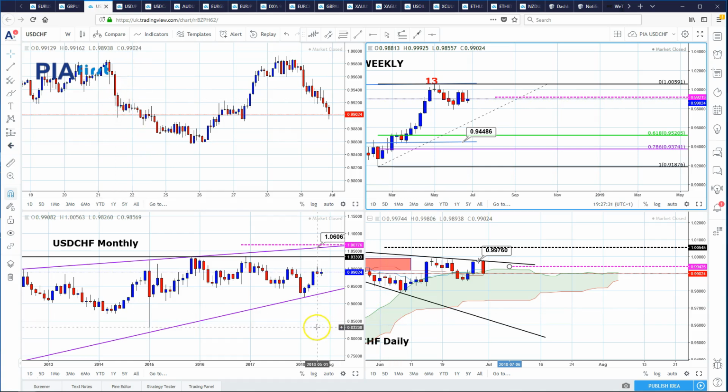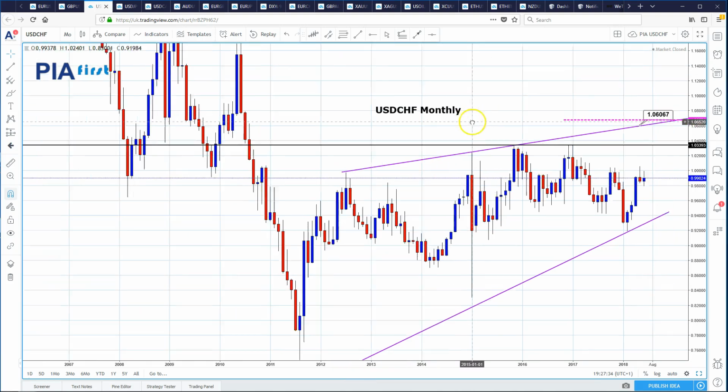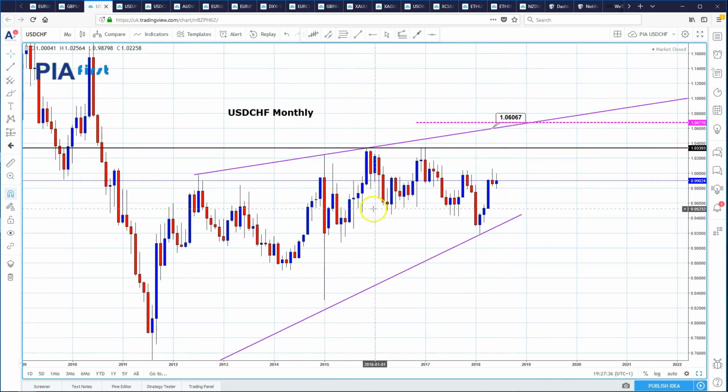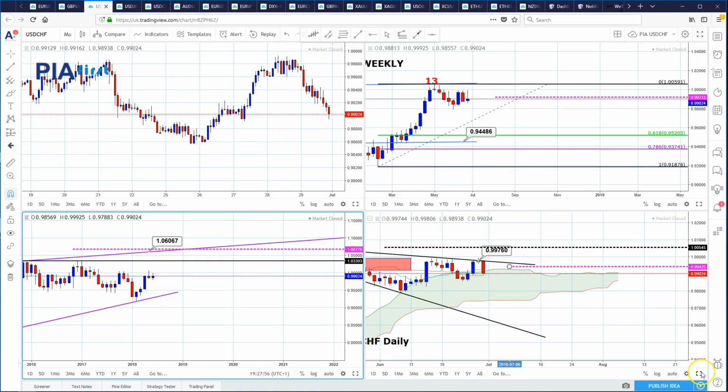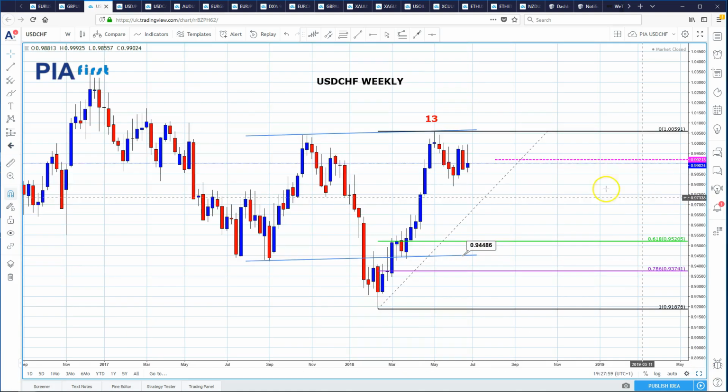Dollar Swiss monthly chart is, we believe, an ending wedge formation. This area, which is the psychological one, the figure, has been pivotal since about 2010, in fact. So it was support, then resistance, and again it's becoming resistance at the moment. If we go down to a shorter time frame, the weekly chart, we had a DeMark 13, again often a sign that the rally is exhausted.